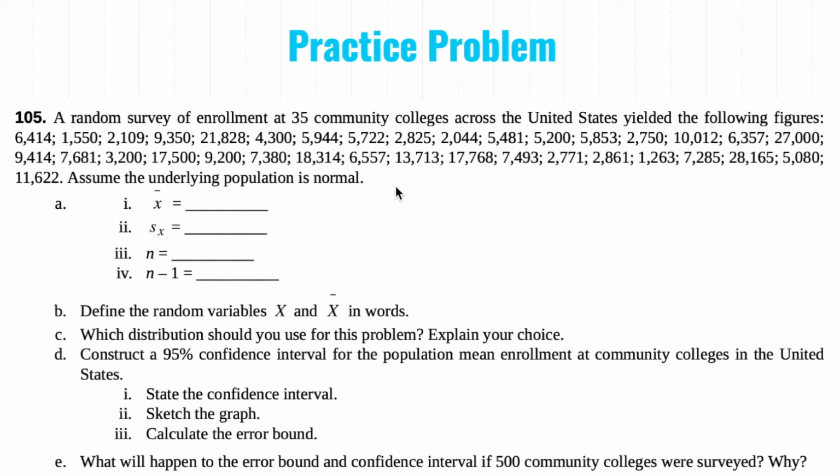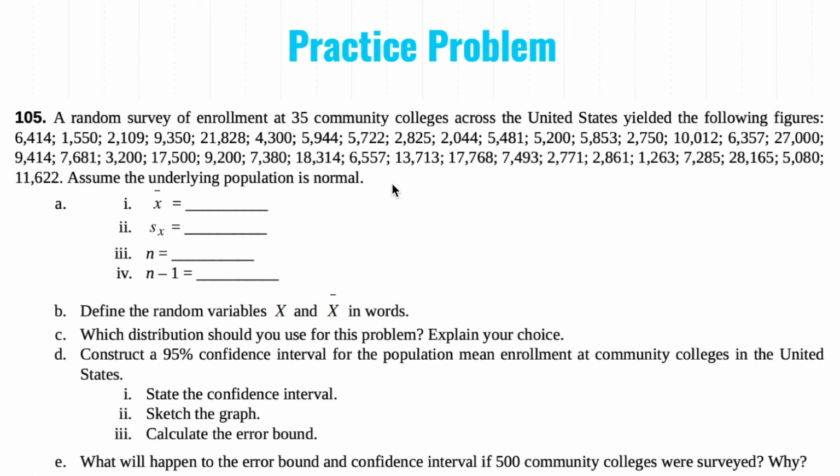I know that you could Google this about United States community colleges, but we have to work with what the problem gives us. So we don't know the average enrollment of all community colleges across the United States, and we definitely don't know the population standard deviation of enrollment at community colleges across the United States. So the thing that we have to do is maybe a little bit annoying, but we have to calculate the mean and the sample standard deviation by hand.